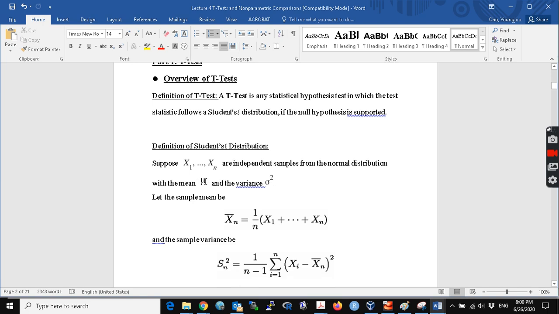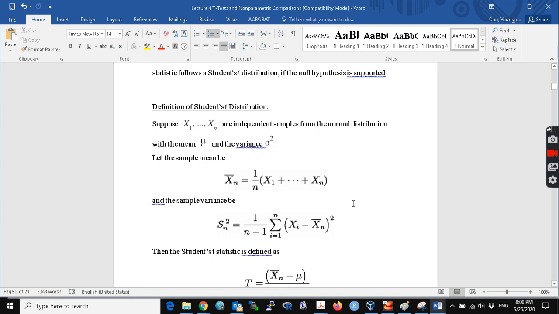Suppose we have x1 through xn, independent random samples from the normal distribution with mean mu and variance sigma square, which means that x1 to xn are the random samples, and they are independent and identically distributed. Independent means that they are statistically independent, and identically distributed means they have the same distribution.